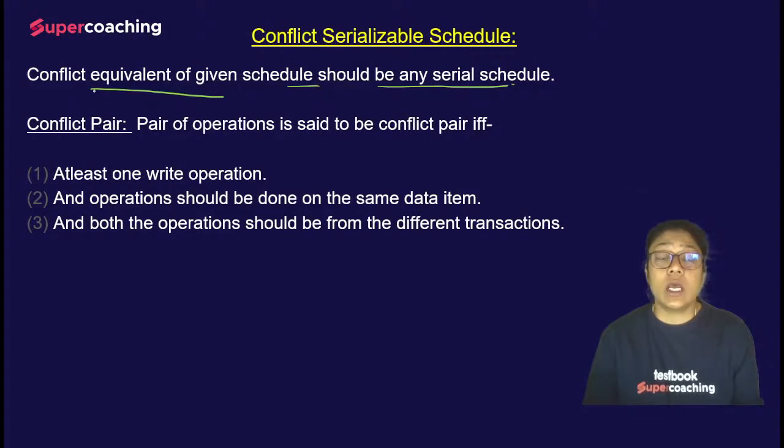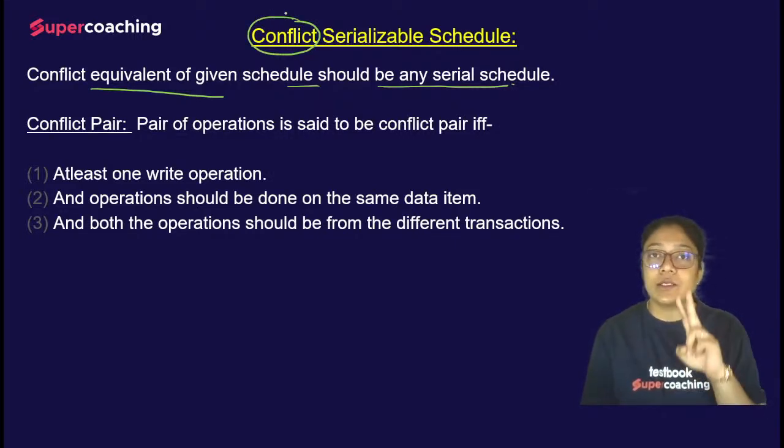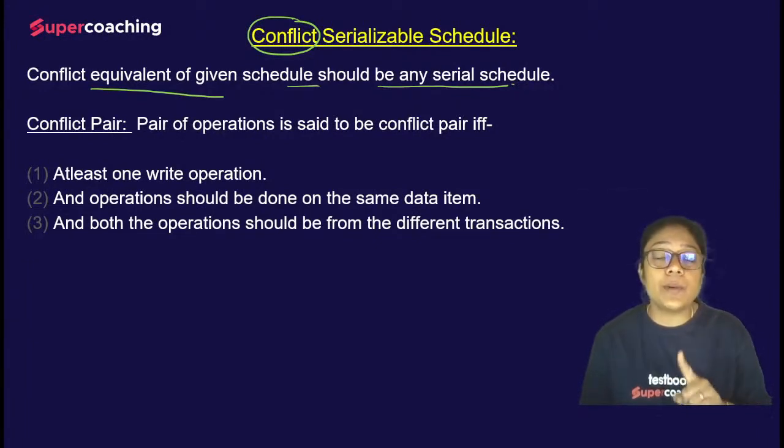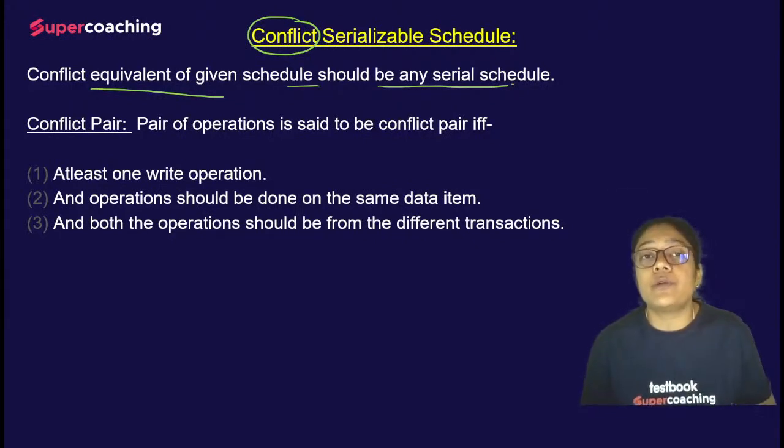Now the question is, what is a conflict pair? Because the complete dependency is on the conflict pairs. A conflict pair means there will be two operations, and one of the operations should be the write operation. Read and read is not going to create any problem. One of the operations should be a write operation, and it has to be performed on the same data item, and both the operations should be from different transactions.